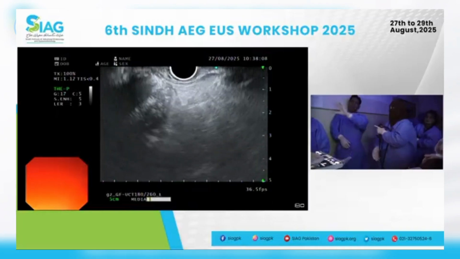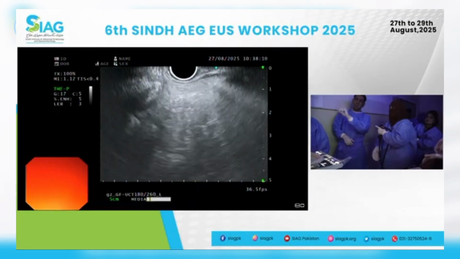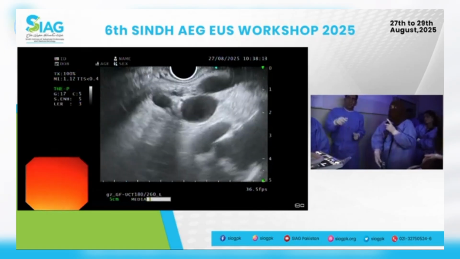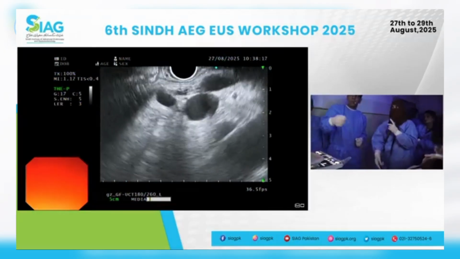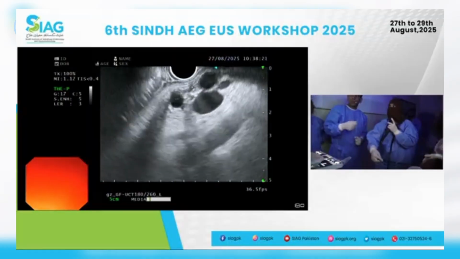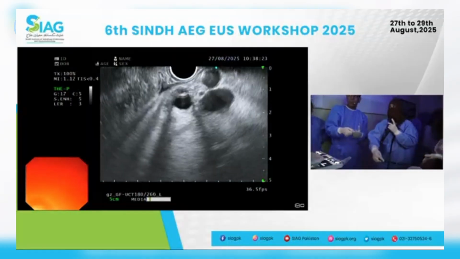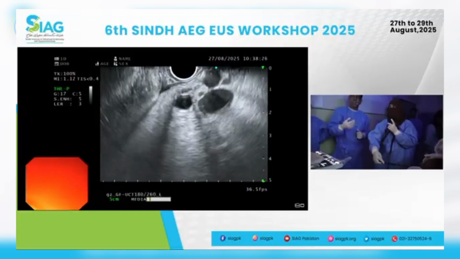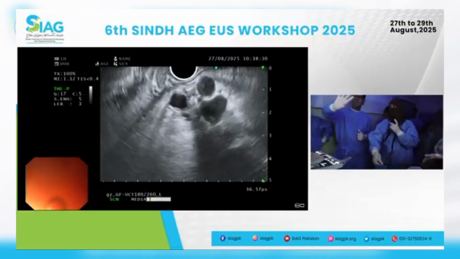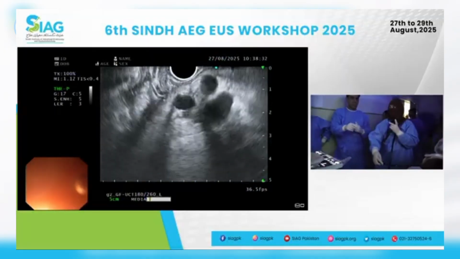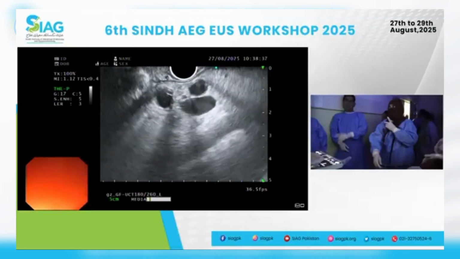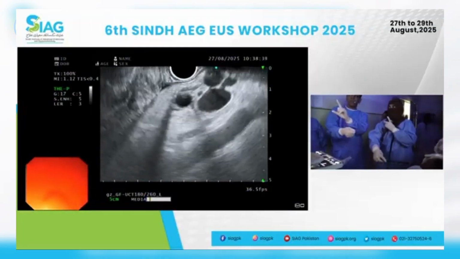Good. But if you lose your image, you go back, you undo what you've done. And if it's moving away from you, you may need to advance the scope a bit. The movements are advance the scope, withdraw the scope, tip up, tip down. Keep it in the center of the screen, with good coupling, no air insufflation, and gently rotate clockwise. If you start to lose it, you may want to advance the scope.